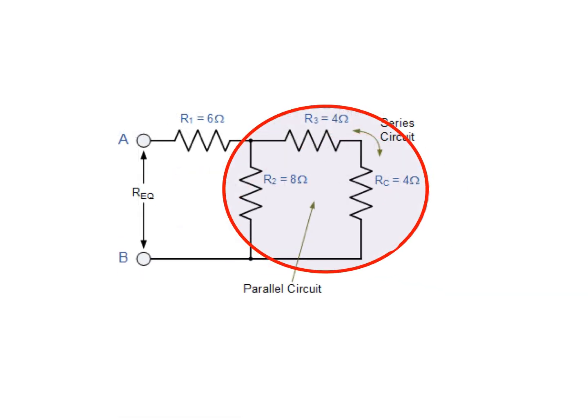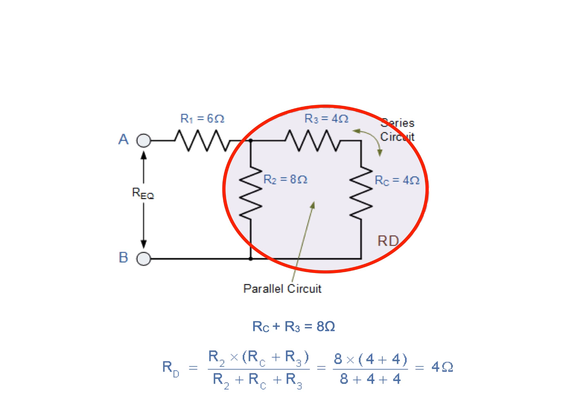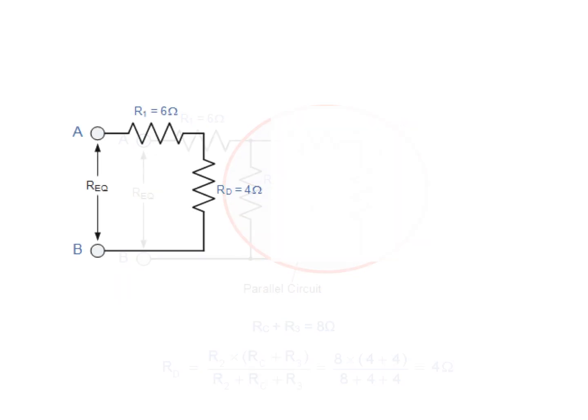RC is in series with R3, therefore the total resistance will be RC plus R3, which is equal to 8 ohms, as shown. This resistive value of 8 ohms is now in parallel with R2, from which we can calculate RD as 4 ohms. RD is in series with R1, and therefore the total resistance will be RD plus R1, or 4 plus 6, which is equal to 10 ohms, as shown.